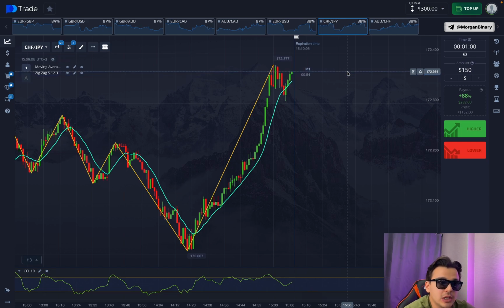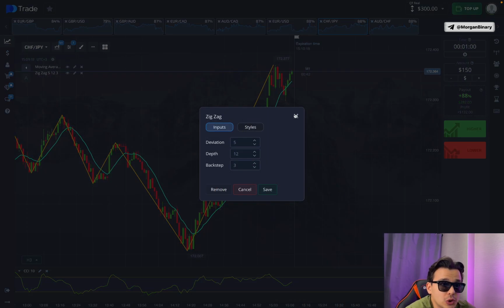Today we will be using a trend strategy with two trend indicators: Zig Zag with default settings for this broker, and a weighted moving average with a period of 15. We will also use the SSI oscillator with a period of 10.